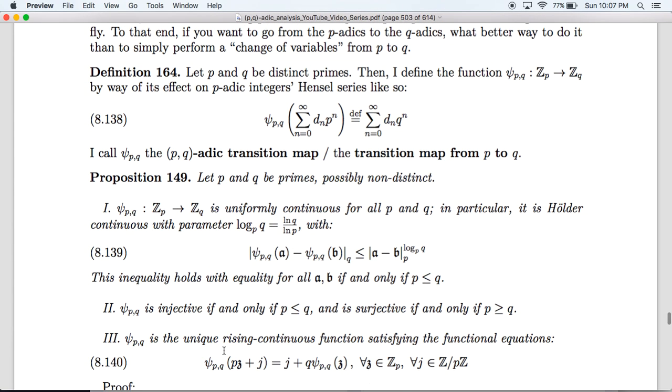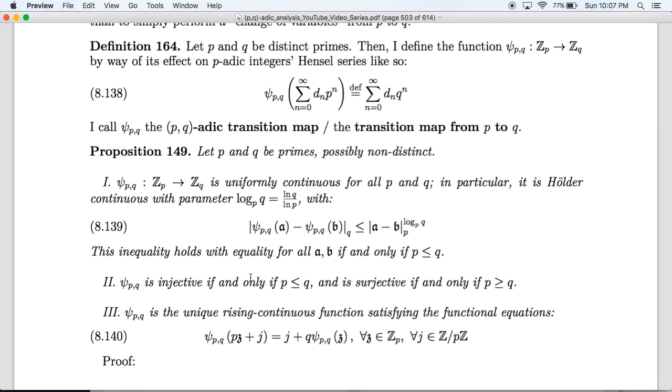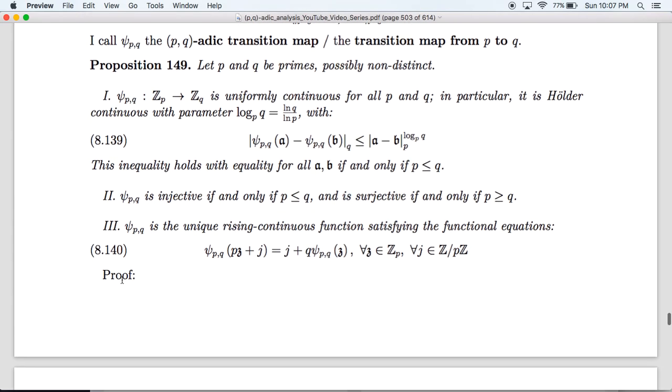And we have the following characterization of these functions. The transition map is uniformly continuous. In particular, it's Hölder continuous with exponent log base p of q. And this inequality holds with equality for all a and b if and only if p is less than or equal to q. The transition map is injective if and only if p is less than or equal to q, and is surjective if and only if p is greater than or equal to q. And it is the unique rising-continuous function satisfying these functional equations.